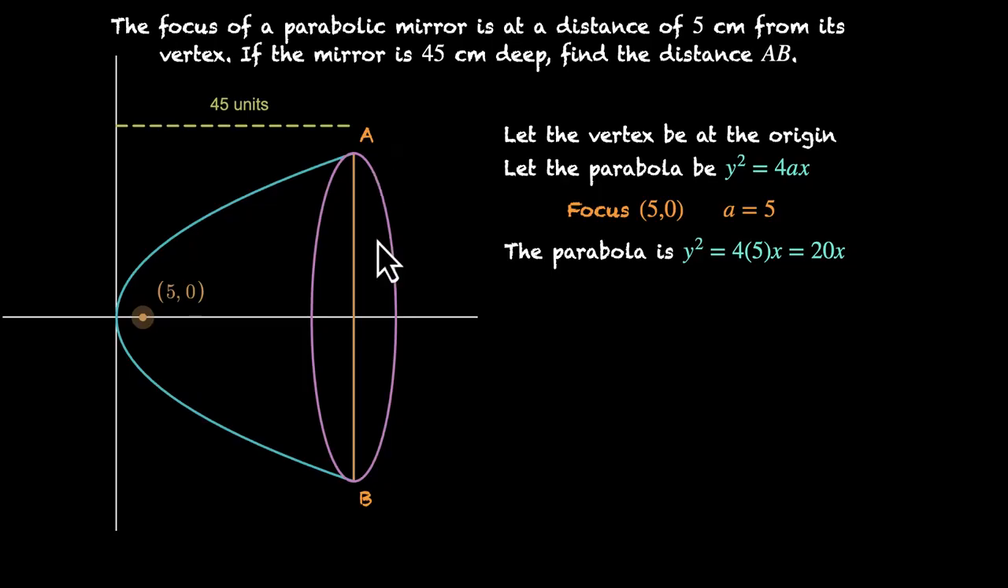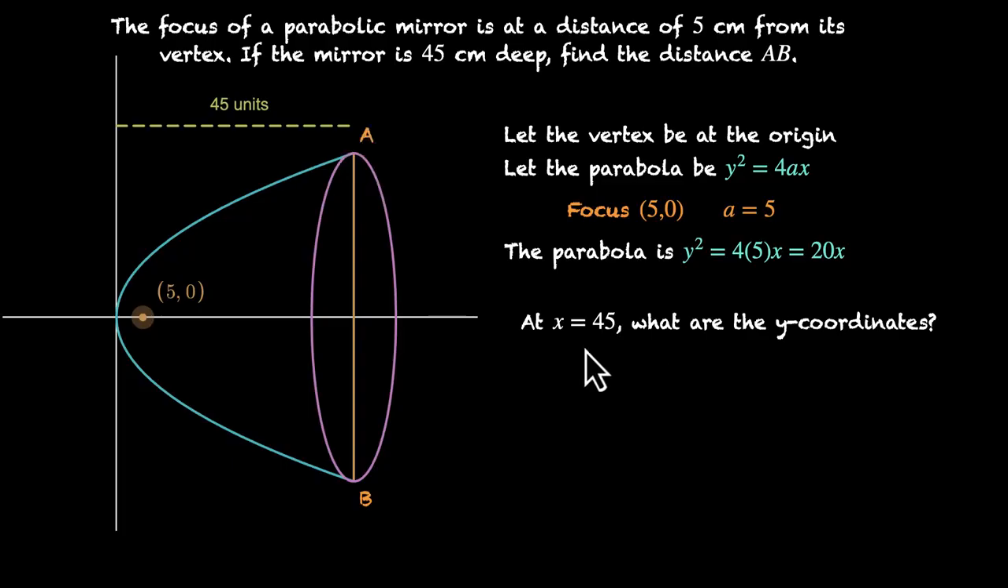So to get the length of AB, we need the y coordinate for this point A. And do we have the x coordinate? Yes, we do. We know that the parabola is 45 centimeters deep, which means this length is 45, which means the x coordinate is 45. So at x = 45, what is the y coordinate? There is going to be two y coordinates, one for A, the other for B. We need just one of them. So how do we figure that out?